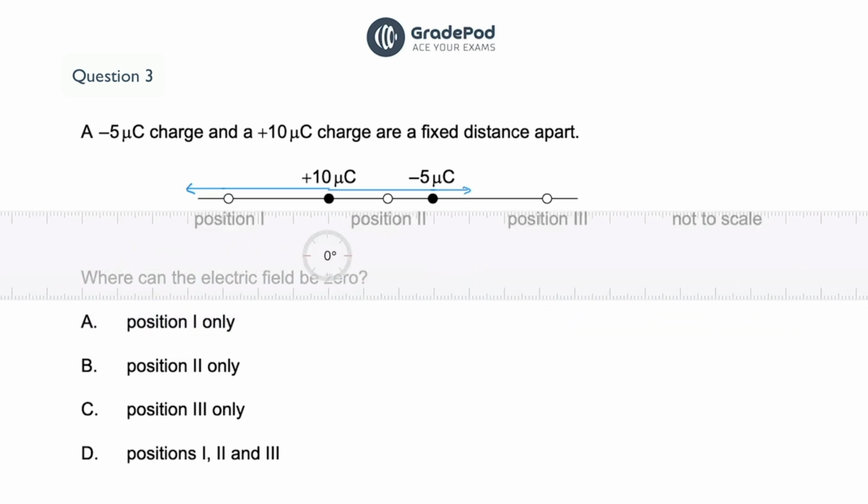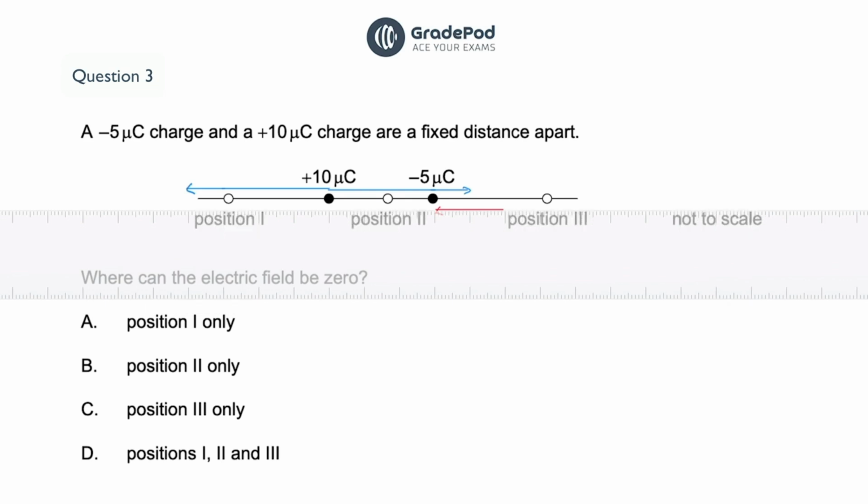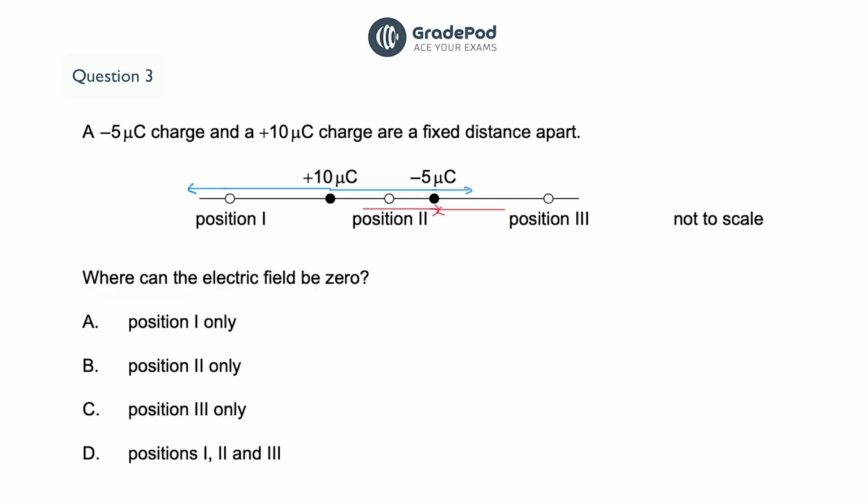It's going to be smaller in magnitude, and it's going to be in the opposite direction because a positive test charge is going to be attracted towards that 5 microcoulombs. It's going to look like that. Let's look at position 1.